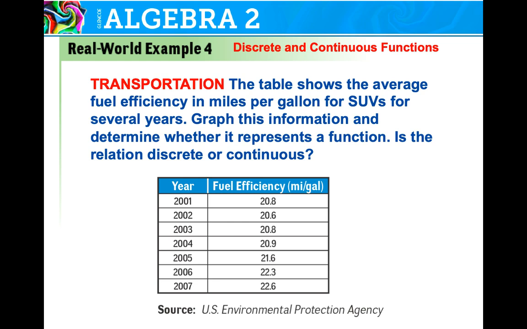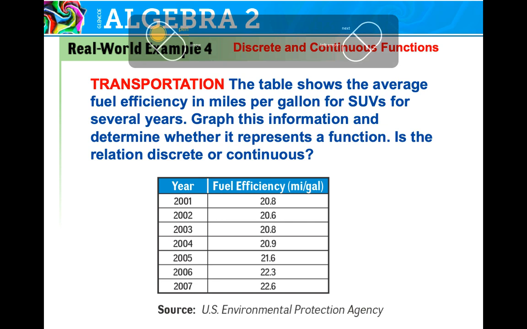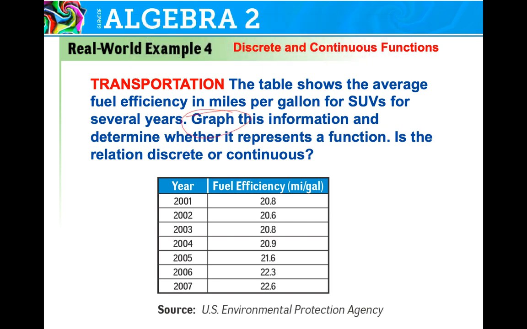Obviously that's a measurement. But if you were going to graph this information based on what we know, we would go something like years on the bottom probably. 2001, 2002, 2003, 2004, and then maybe we would go up to 20 and 22 and 21. And how would we plot these points? We would put a dot on here at 20.8, and a dot at 20.6, and a dot at 20.8, and a dot at 20.9, and a dot at 21.6 and 22.